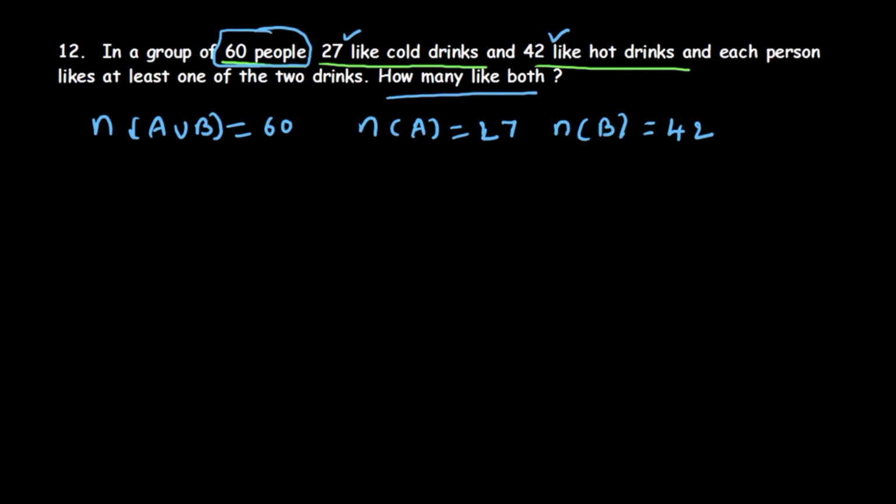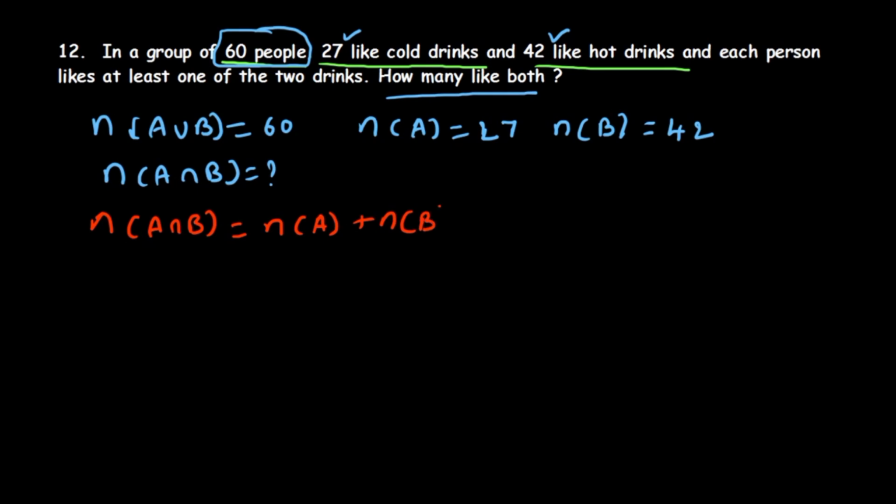That means n of A intersection B we should find out. Okay, n of A intersection B equal to here question mark. Now what is the formula we should use? n of A intersection B equal to n of A plus n of B minus n of A union B.